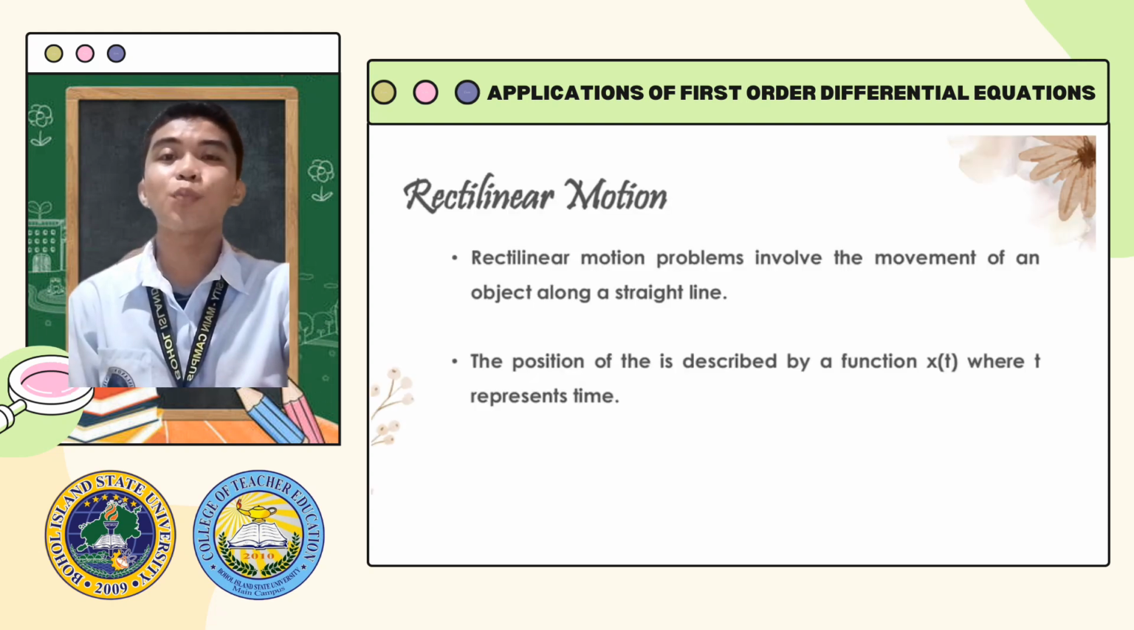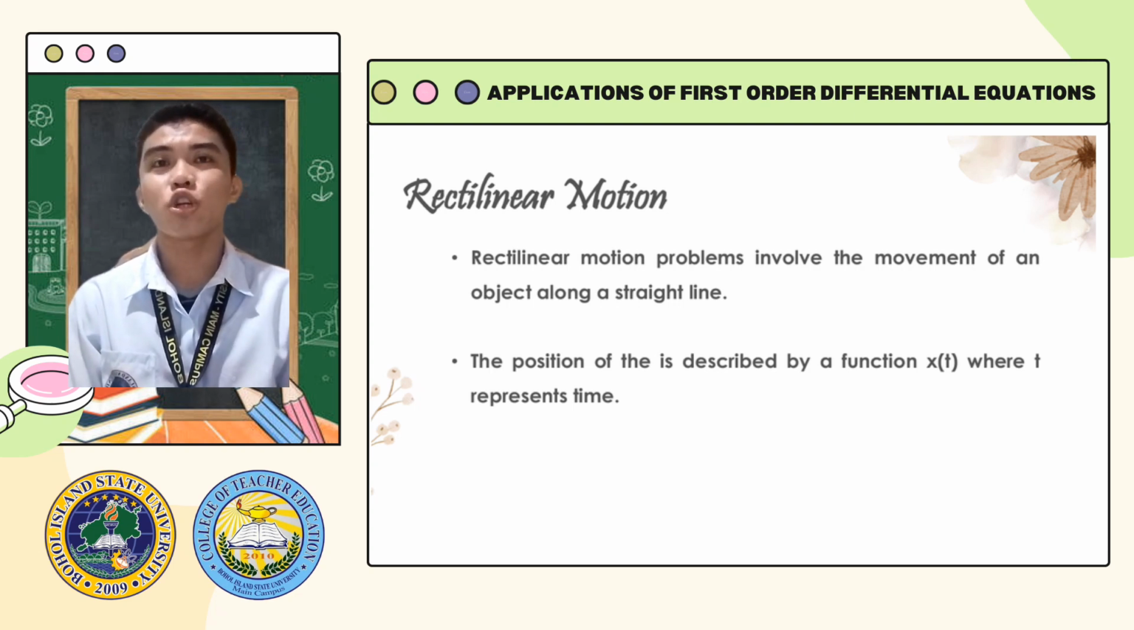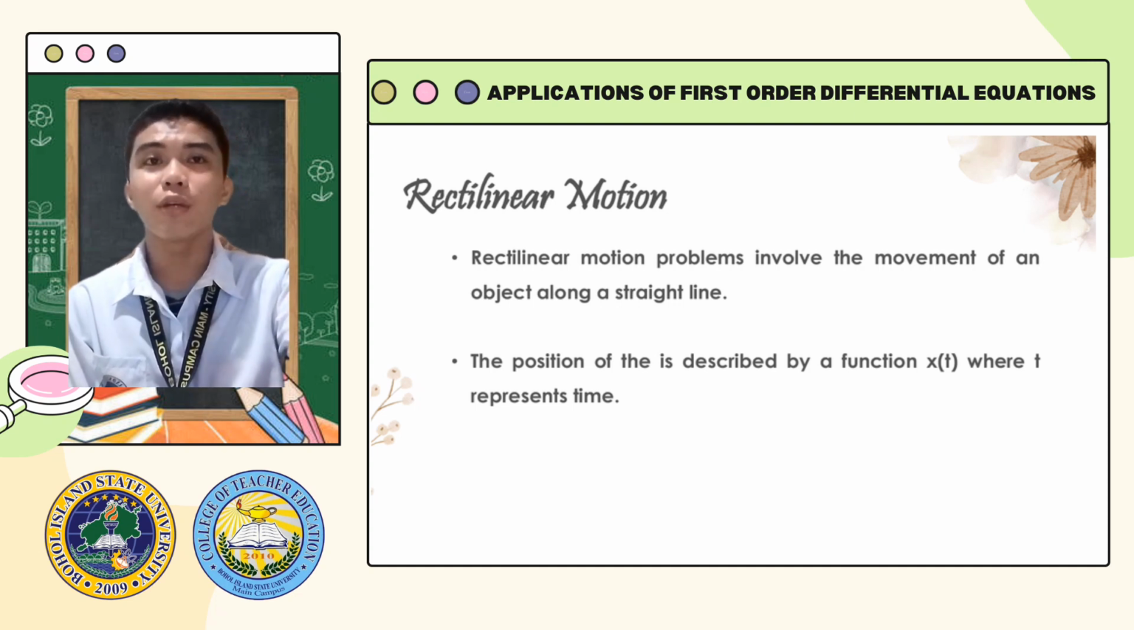So now, let us proceed to the second application of the first order differential equations, which is the rectilinear motion. Rectilinear motion problems involve the movement of an object along a straight line. So the position in rectilinear motion is described by a function x of t, where t represents time.